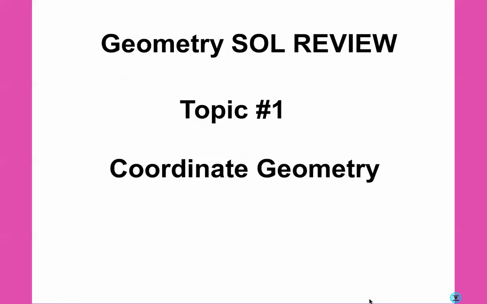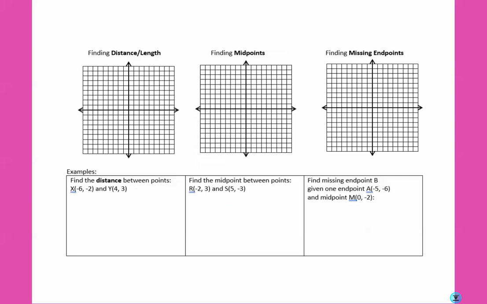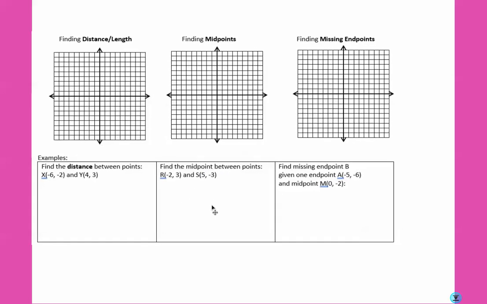All right, welcome to Geometry SOL Review topic number 1, coordinate geometry. Coordinate means coordinates. Think graph. So all this stuff we're going to be doing on a graph. A big hint that you need to use graph paper on your Geometry SOL is anytime you see coordinates like -6, -2, 4, 3, -2, 3, 5, -3. All those things we want to start graphing these items.